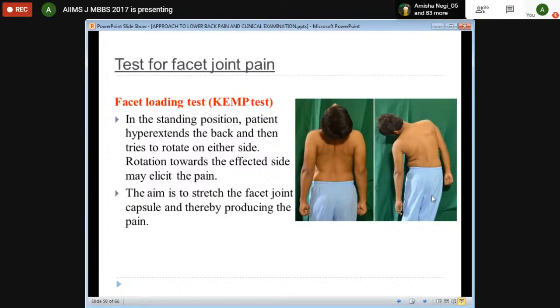Facet loading test, just to give an idea, is also called the Kemp test. If you might remember, the conditions that aggravate the pain are lateral backward extension, lateral bending, and rotation. Similarly, we examine in the same manner, and that is called the Kemp test or facet loading test. In the standing position, the patient hyperextends the back and then tries to rotate on either side. You can see in the diagram, and try to imagine it. Rotation towards the affected side may elicit the pain. Basically, the aim is to stretch the facet joint capsule, which will automatically produce the pain.